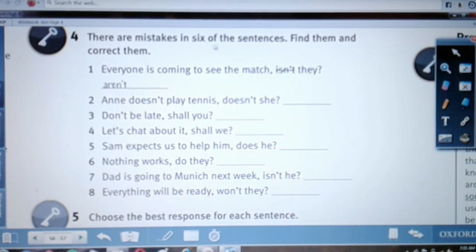There are mistakes in 6 of the sentences. Find them and correct them. For example, number 1, everyone is coming to see the match, isn't they? Remember, we use they for everyone pronoun here. So, the to be should follow the pronoun they here. So the mistake is isn't, and we should correct it into aren't. Okay?